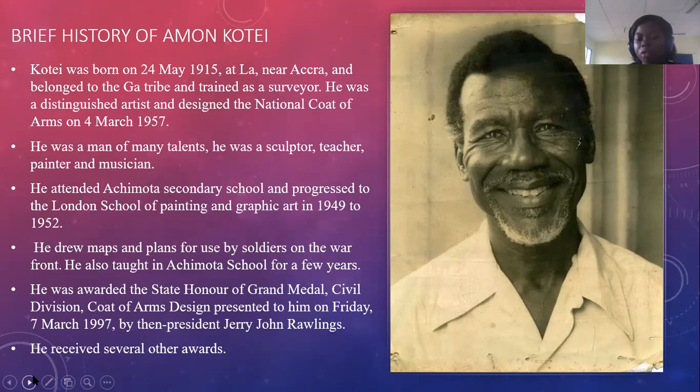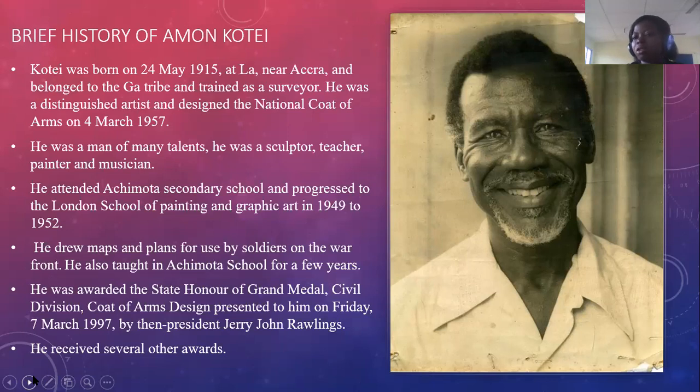He drew maps and plans for use by soldiers on the war front. He also taught in Achimota School for a few years. So Amonkote, after he had come back, there was World War II. So he joined the Royal Army by then in the war. And as a soldier, his work was to draw maps for the soldiers to be able to face their enemies. Okay, so he drew maps for them so that the soldiers will use so that the enemies will not attack them unawares. And that helped them a lot in the Second World War.